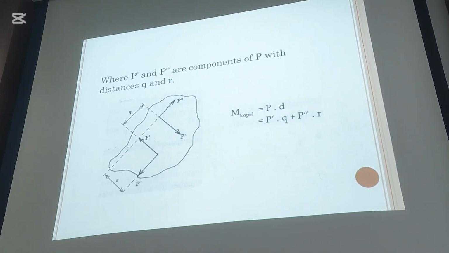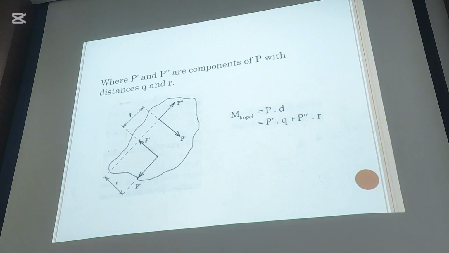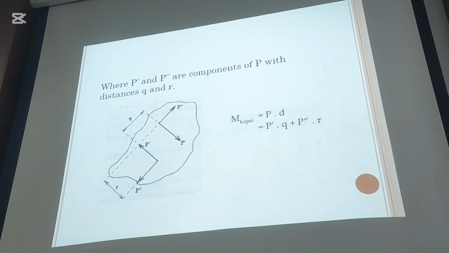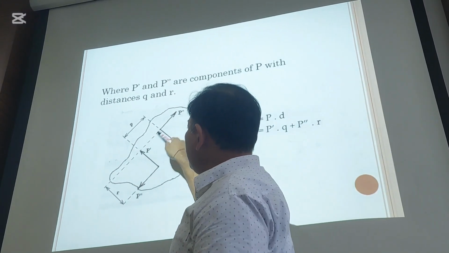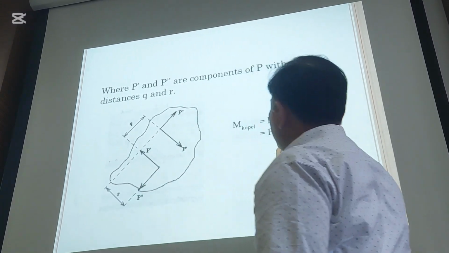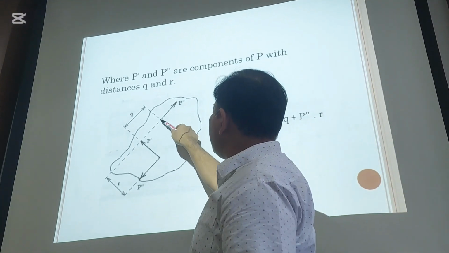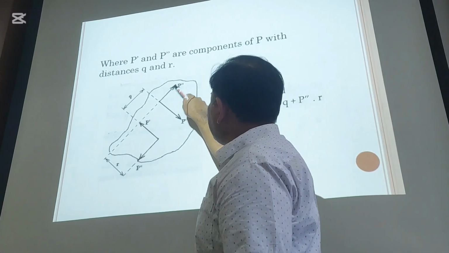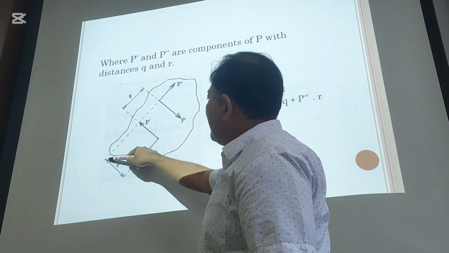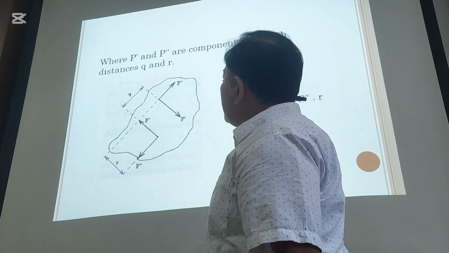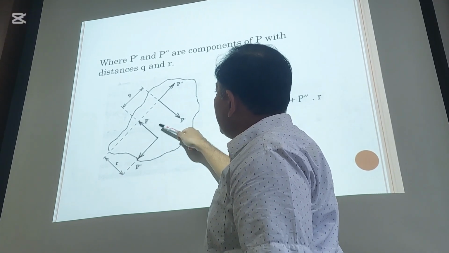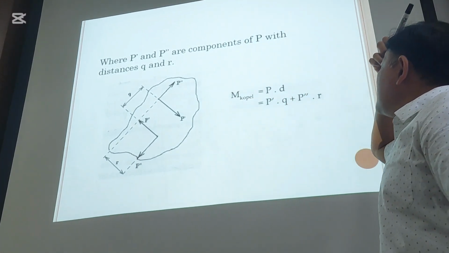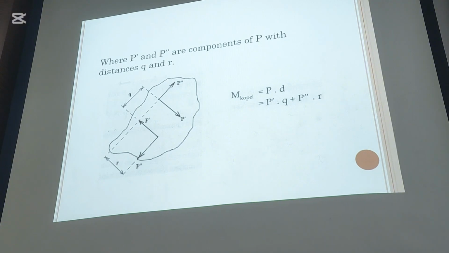In this case, which P? Q is this Q, this is R. So P accent is this one multiplied with Q, and P double accent is multiplied with R. I think that's the point, the effect of the couple moment. And then if you calculate it, you can have the result.